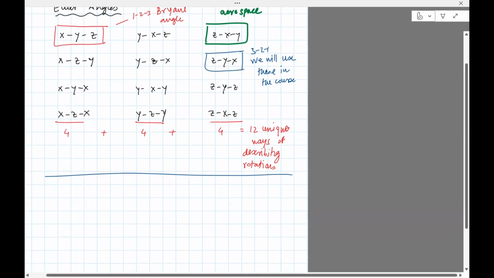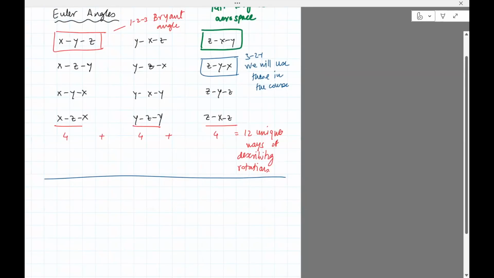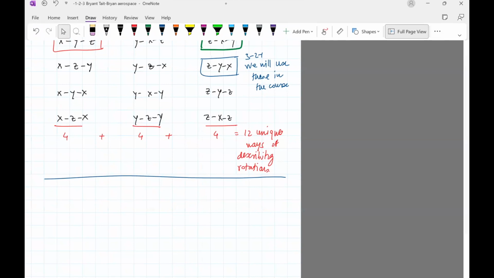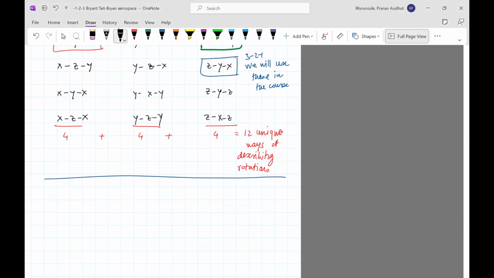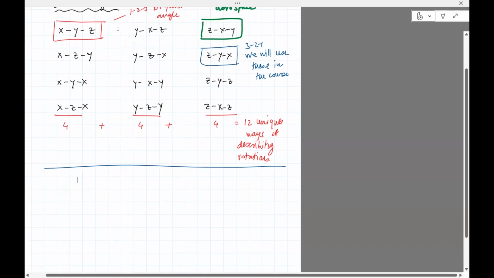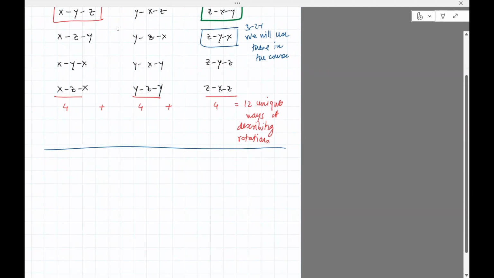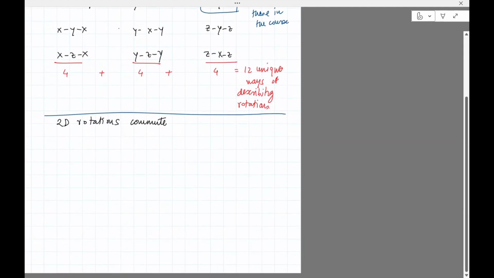3, 2, 1. Now, before I actually start using it, there's something very important. This is where 2-dimensional rotations are different from 3-dimensional rotations. And this is what makes rotations in 3D much harder than 2-dimensional rotations. So in 2D, rotations commute.